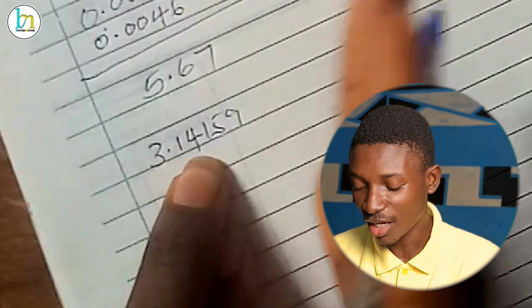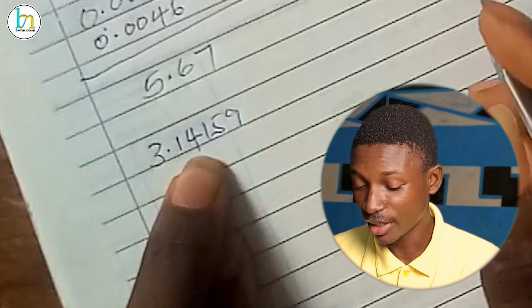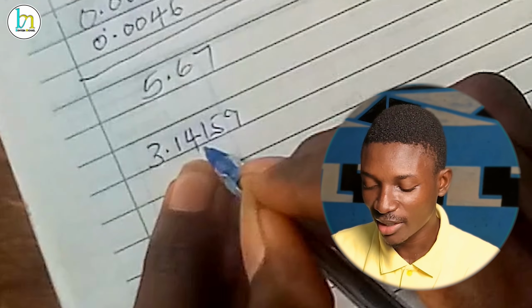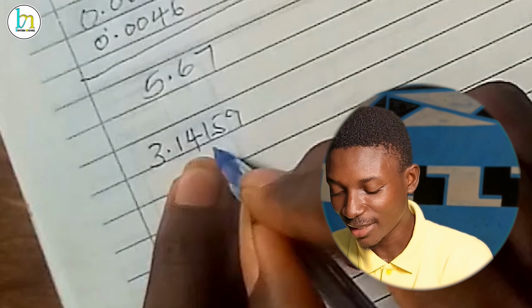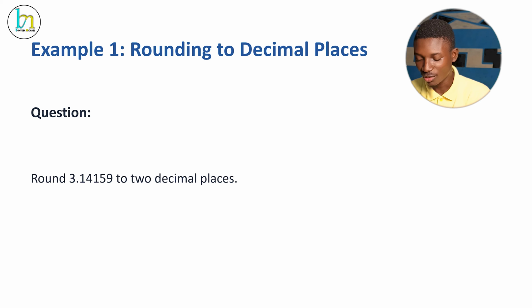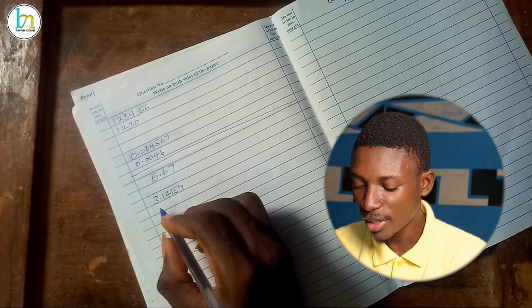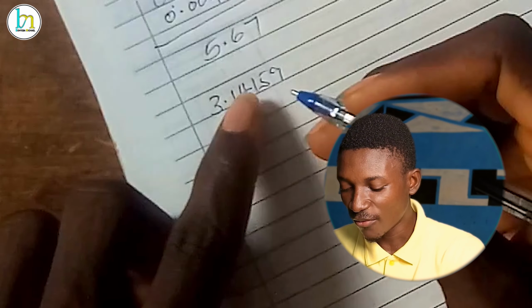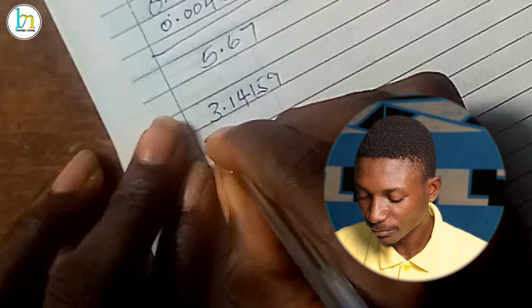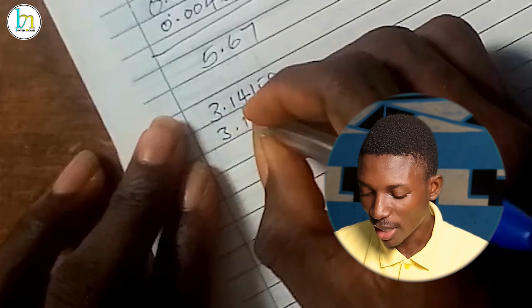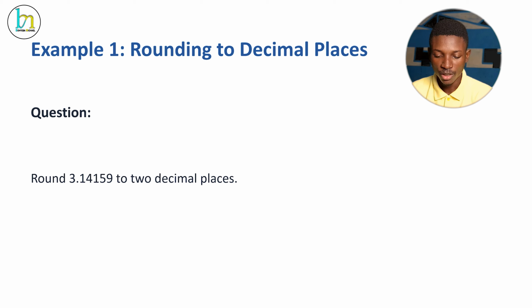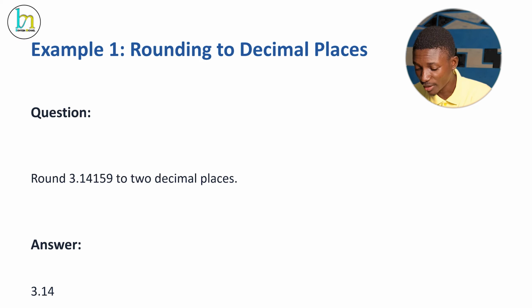Now this is slightly different compared to significant figures. So 4 is our second decimal place, and then we look at the next number after the 4. It is 1. 1 is less than 5, so we don't add 1 to this. We leave it as it is. Is that okay? Very good. So 3.14159 rounds to 3.14. We have 3.14 as our final answer.